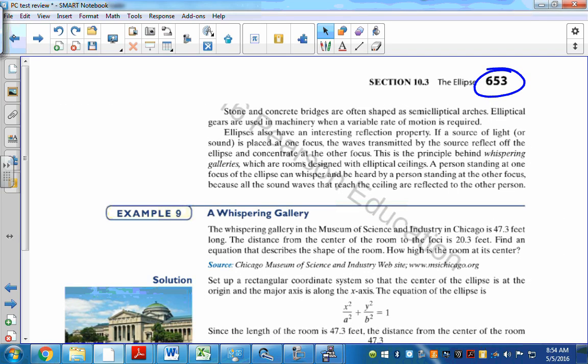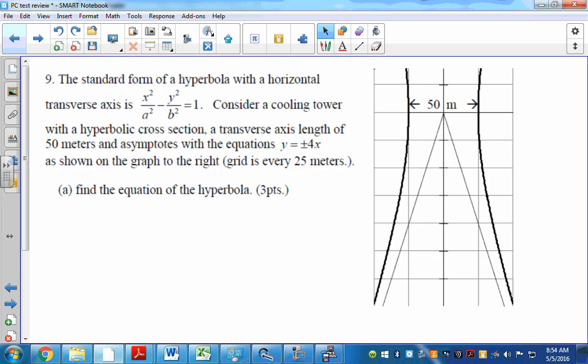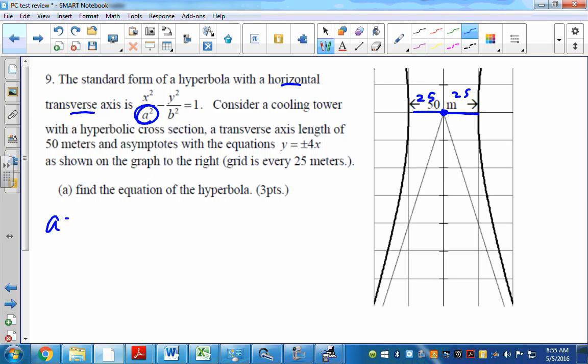Okay, so for this particular practice test, we've got this. Let's see what's going on. A cooling tower, the hyperbolic cross-section. The transverse axis has length of 50 meters. Now, here's the center. And so this is 25, and this is 25. That's the transverse axis, right? Notice that we do have this horizontal transverse axis. A is the distance there. That's the positive term. And by looking at the picture, we know that A is 25.